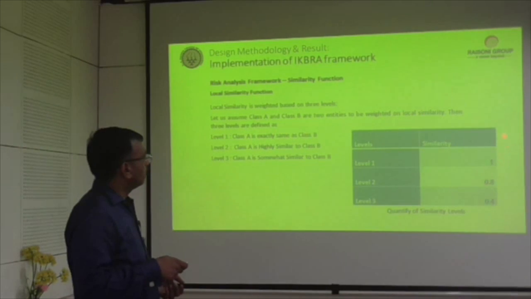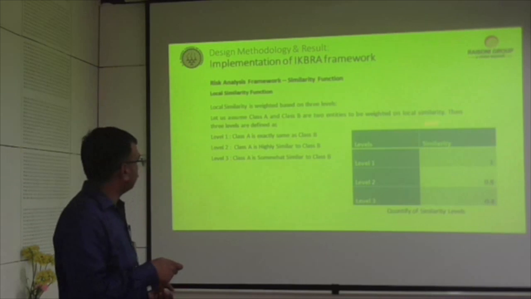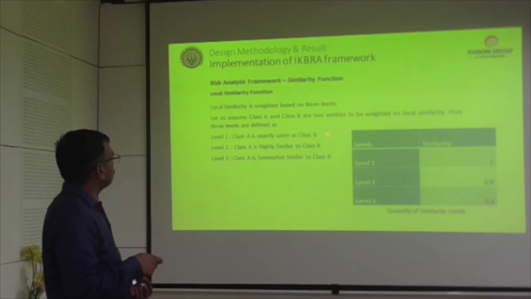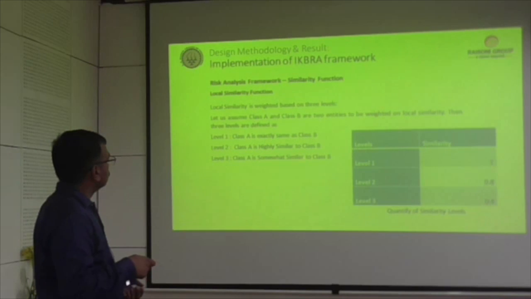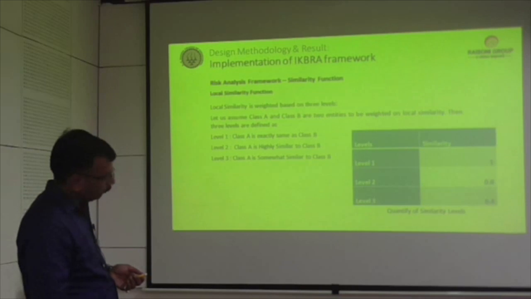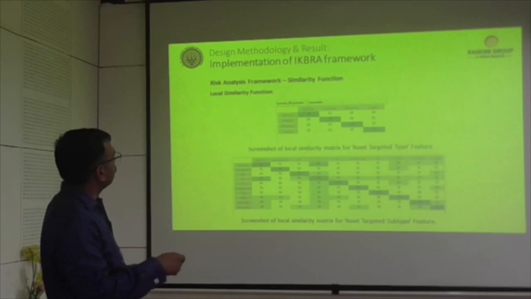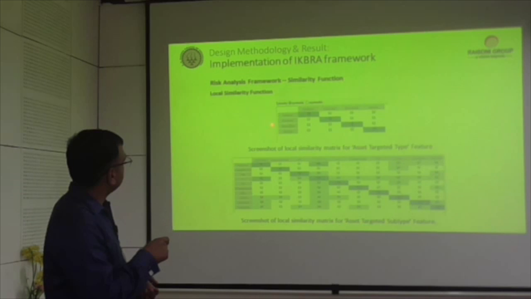In this also we have low, medium, high. On the basis of low, medium, high, the values are divided into 1, 0.8, 0.4 where given. Class A is exactly the same as class B. Class A is highly similar to class B. Class A is somewhat similar to class B. This is the local similarity output from the CBR.